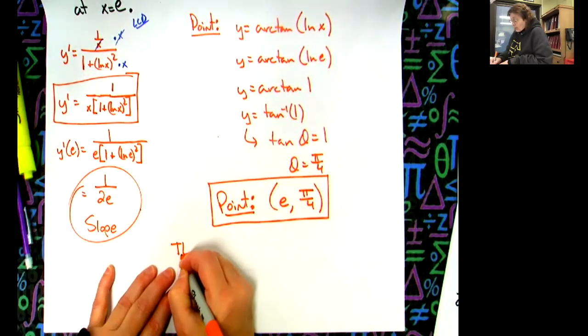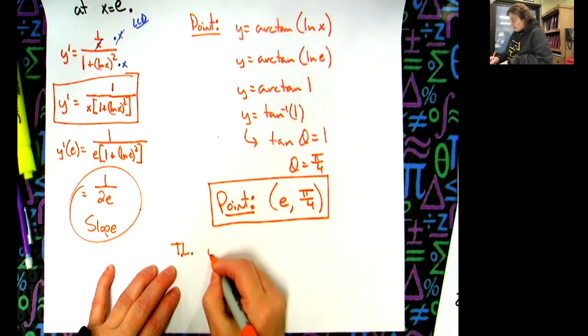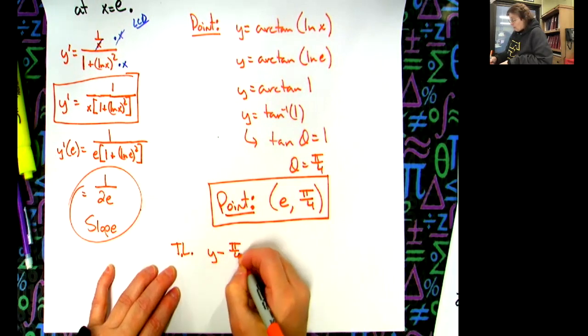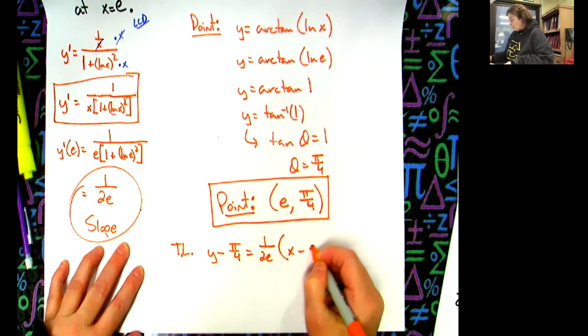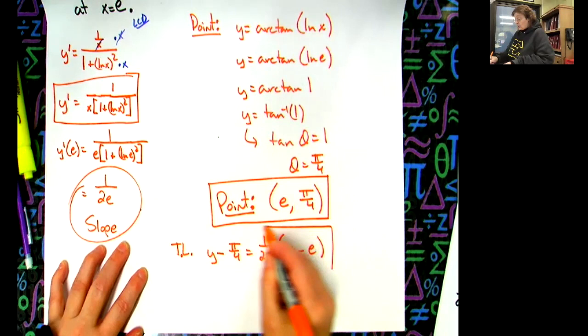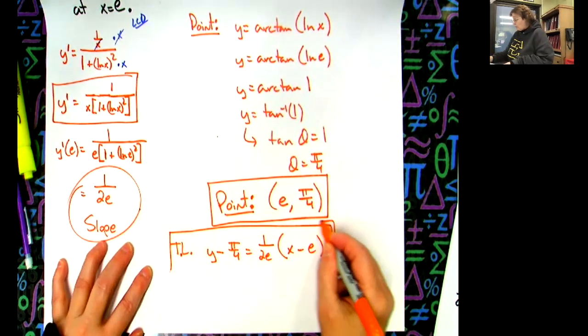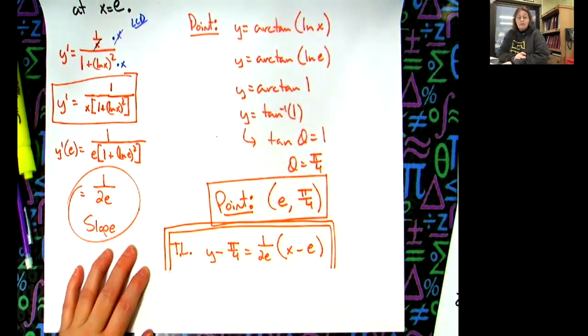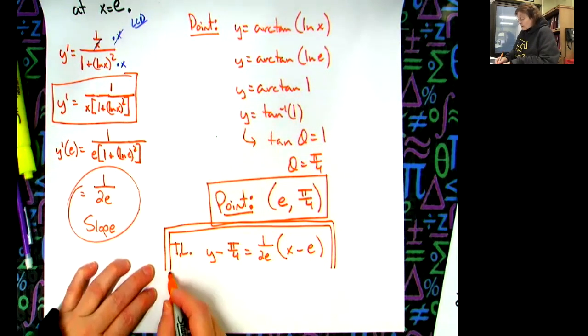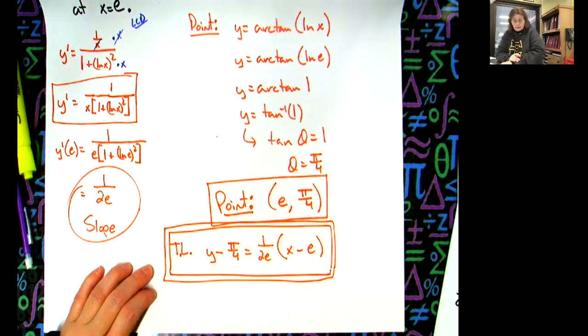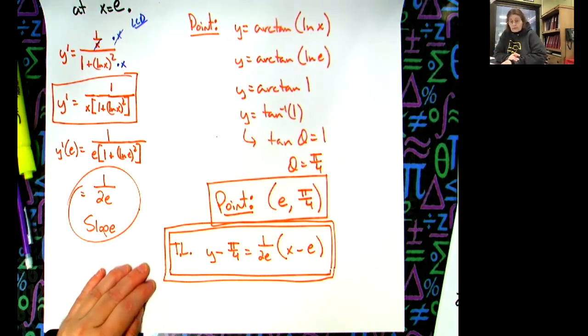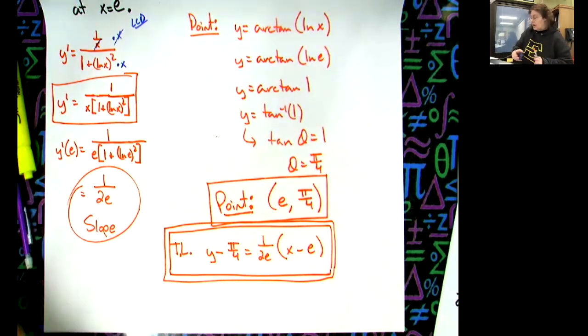So now I've got a point, I've got my slope. So my tangent line is going to be y minus pi over 4 equals the slope, 1 over 2e, times x minus e. And then I would not do anything to that. I would leave it in that point slope form and call it quits. So applying that to stuff that we've already done, a little bit of yesterday's along with the new inverse trig derivatives.